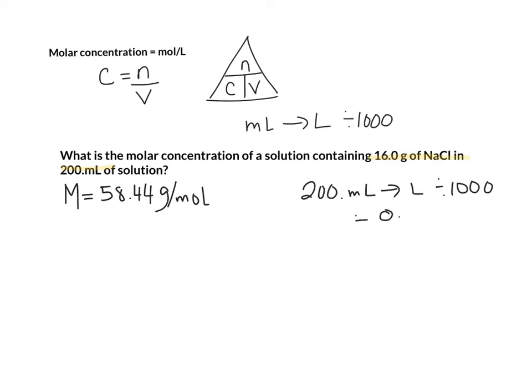So we have 0.200 liters. There's 3 significant digits because there's a decimal place there. All right, so formulas. n is equal to 16 grams mass divided by molar mass.